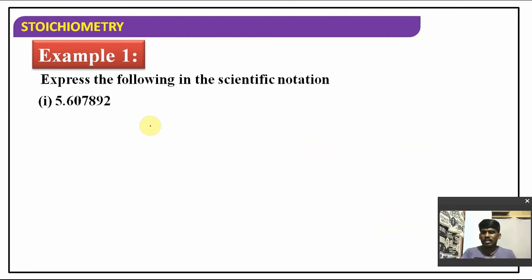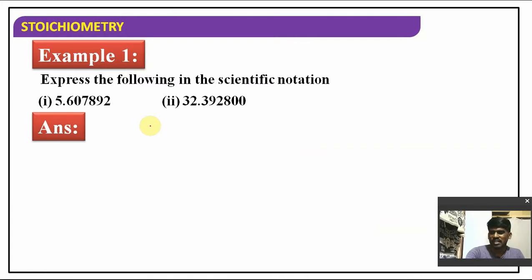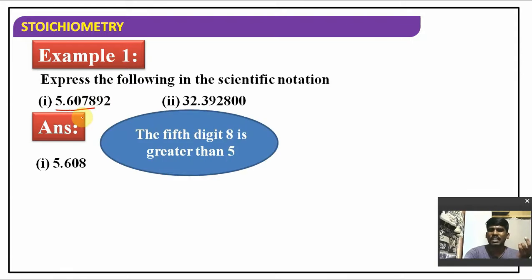So we are revising all the topics at a time by solving some examples. Express the following in scientific notation. So, scientific notation, if you observe it, 5.6078 is there in terms of significant figures. They have removed all these digits and made it 5.608 in terms of significant figures.